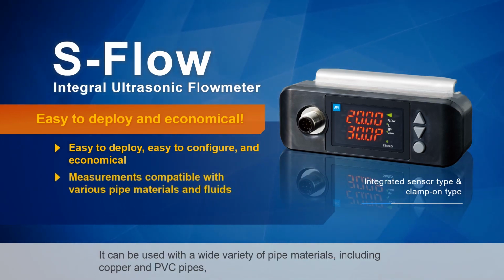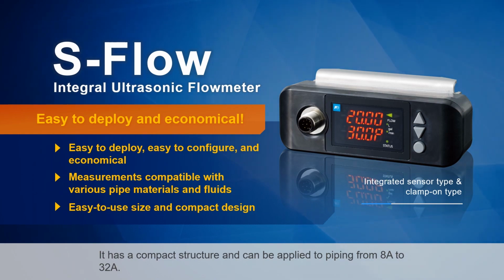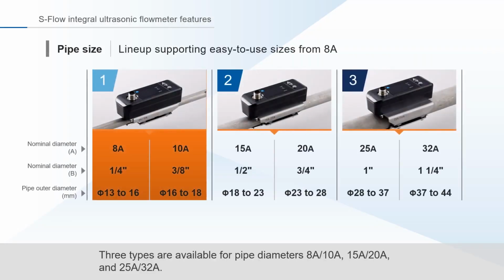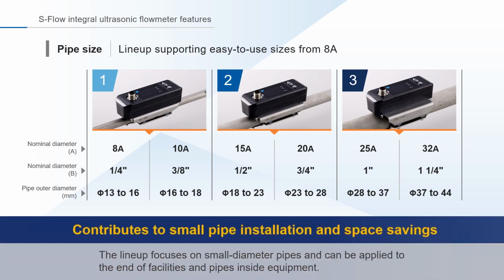It can be used with a wide variety of pipe materials, including copper and PVC pipes, and can measure various fluids, such as corrosive and high-pressure fluids. It has a compact structure and can be applied to piping from 8A to 32A. Three types are available for pipe diameters 8A 10A, 15A 20A, and 25A 32A. The lineup focuses on small diameter pipes and can be applied to the end of facilities and pipes inside equipment.